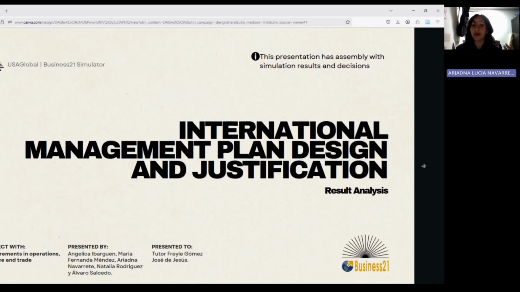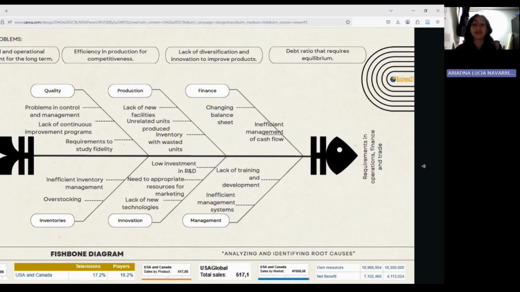With this example, the purpose is a lab used to generate the exploration of the strategic management simulator Business 21. Handling the company USAGlobal, we recognize R&D, production, HR, financial, and marketing. Also, the company is focused only on the USA and Canada market, as its name indicates, and does not participate in other countries, being a limiting factor to diversification.